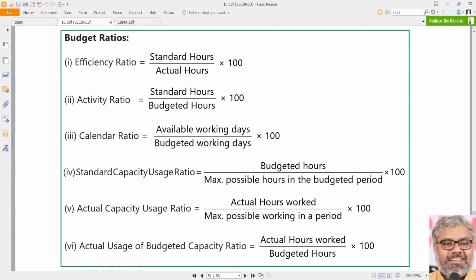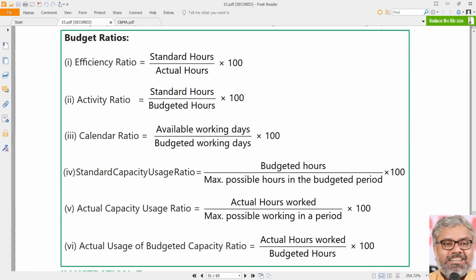Then what is the actual capacity usage ratio? The denominator is the same, which is maximum possible working hours in a period. The numerator changes. The numerator is actual hours worked. So standard capacity usage ratio will have a numerator of budgeted hours. Actual capacity usage ratio will have a numerator of actual hours worked. But both will have the same denominator of maximum possible hours in the budgeted period. So those are the capacity usage ratios, we can call them.